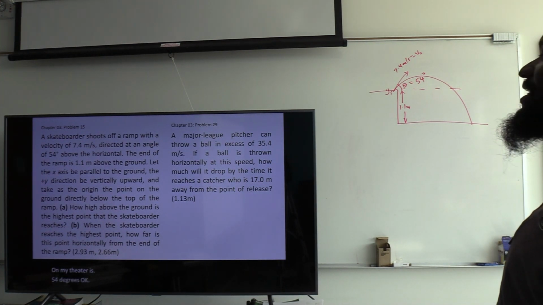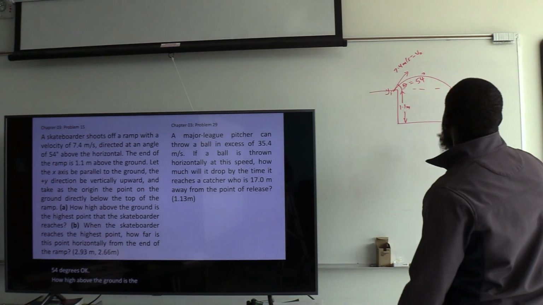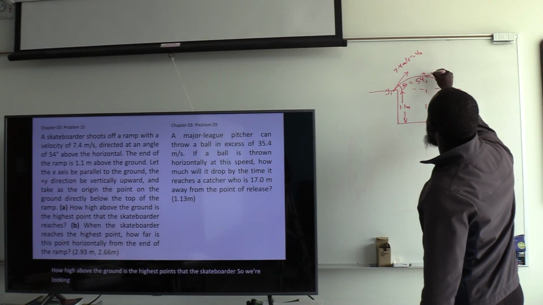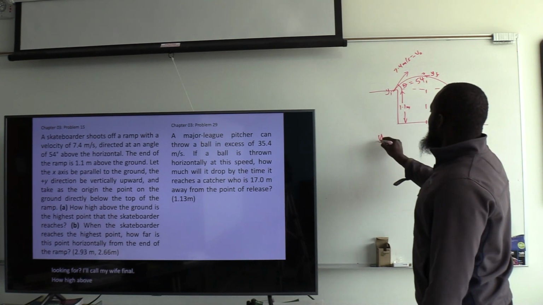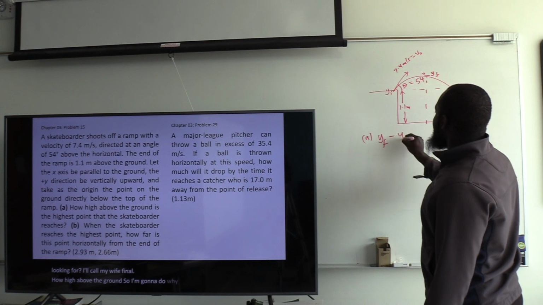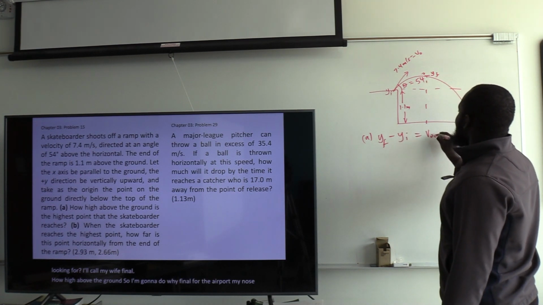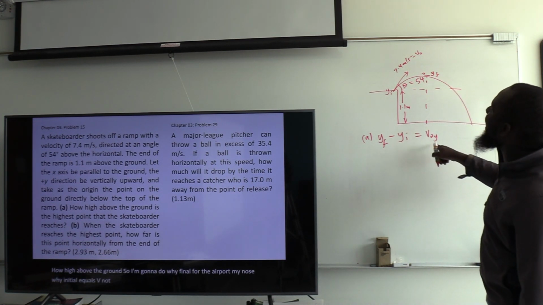How high above the ground is the highest point of the skateboarder? So we're looking for, I'll call this my y final. How high above the ground? So I'm going to do y final for the A part minus y initial equals v naught y, not just v naught, the y component.